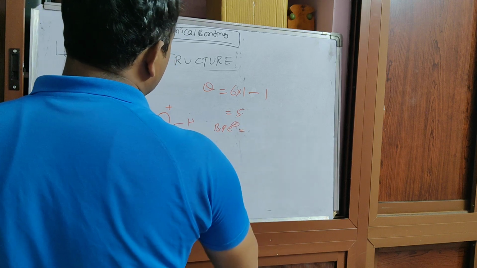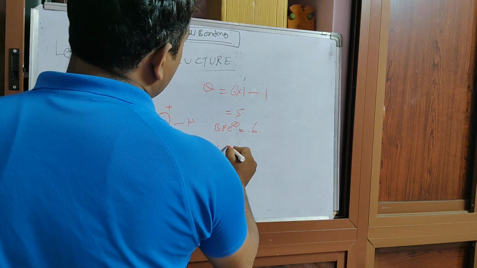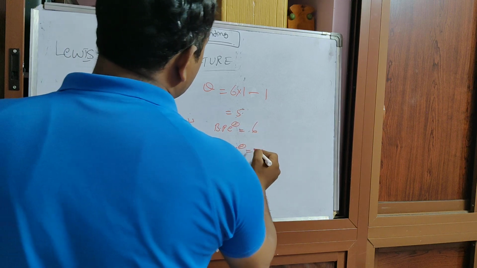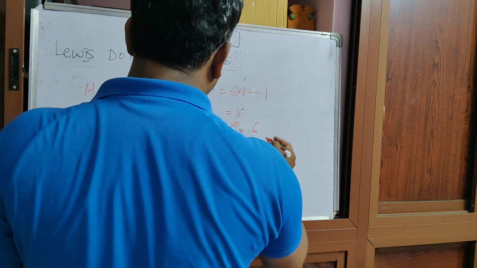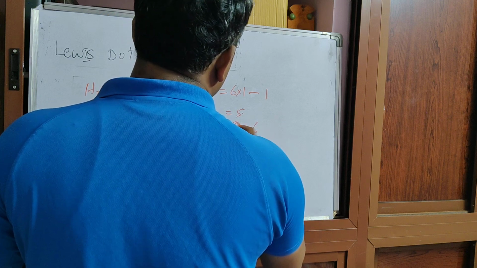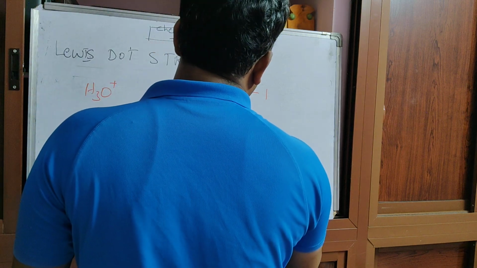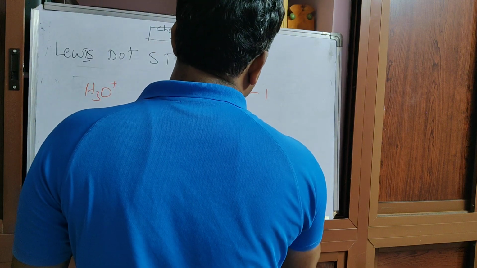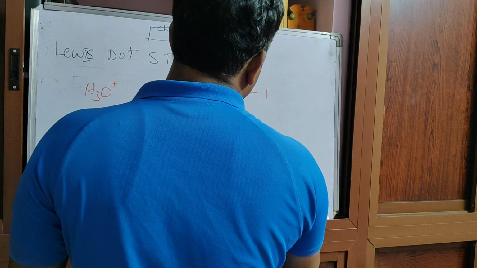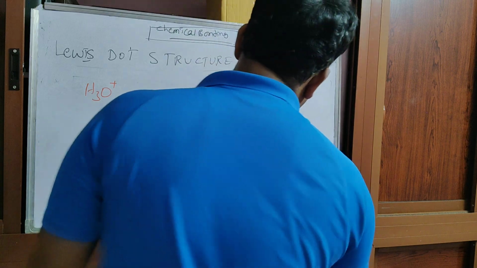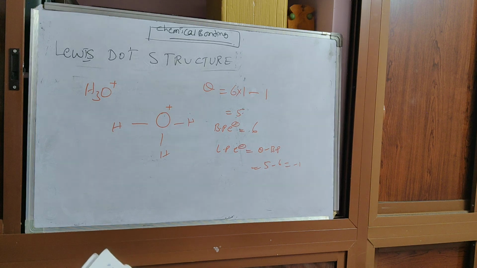Bond pair electrons is equal to number of bond pairs. How many bond pairs are there? 1, 2, 3. 3 means 6. Lone pair electrons is equal to Q minus bond pair electrons. Q is 5 minus 6, equal to minus 1. Not like that, this is not there.